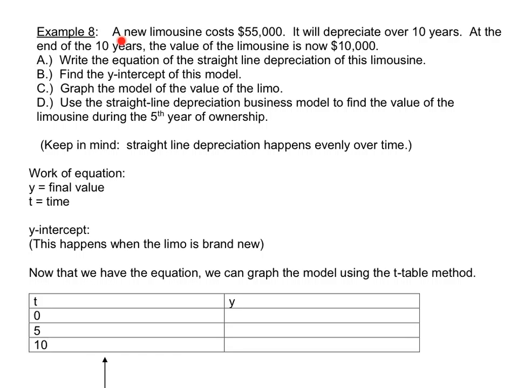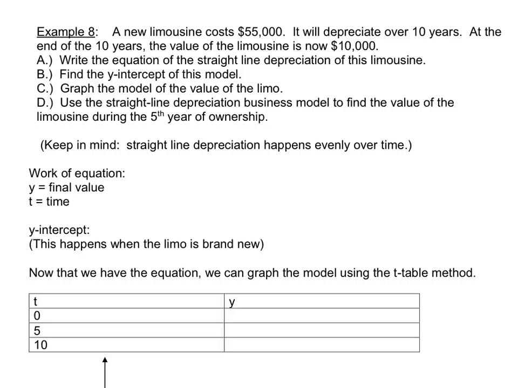Everyone's favorite, the word problem. So it says a new limousine costs $55,000. It will depreciate over 10 years. At the end of the 10 years, the value of the limousine is now $10,000. So it says write an equation of the straight line depreciation of the limousine. Find the y-intercept of this model. Graph the model of the value of the limo. Use the straight line depreciation business model to find the value. Keep in mind that straight line depreciation happens evenly over time. So we want to use y is the final value, t is the time.